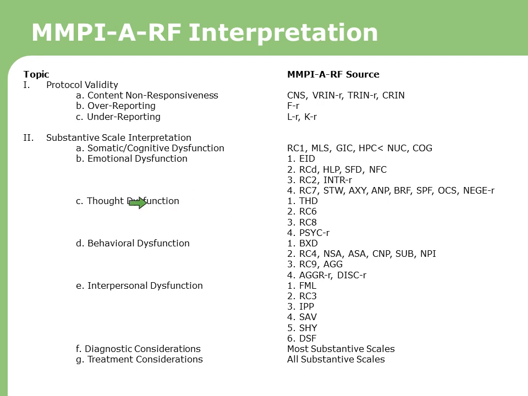So for instance, for thought dysfunction, we start with the higher order scale, thought dysfunction. We move to RC6 and RC8, the RC scales at the second level related to thought dysfunction. And then we move to the Psi-5 scale, psychoticism. So for each of the domains, we work across the hierarchies related to that domain.